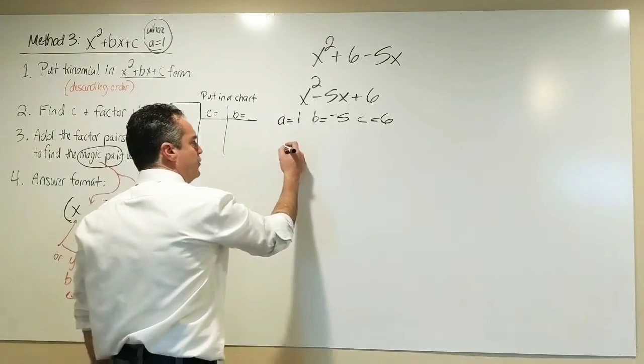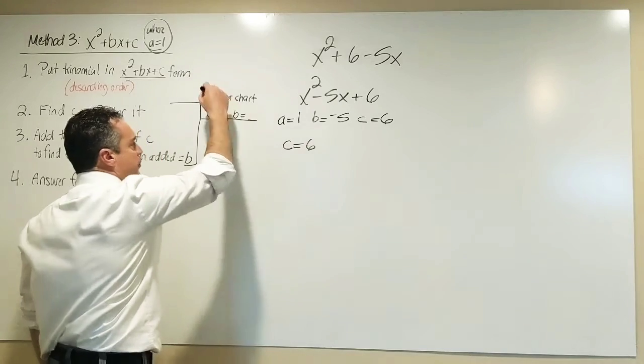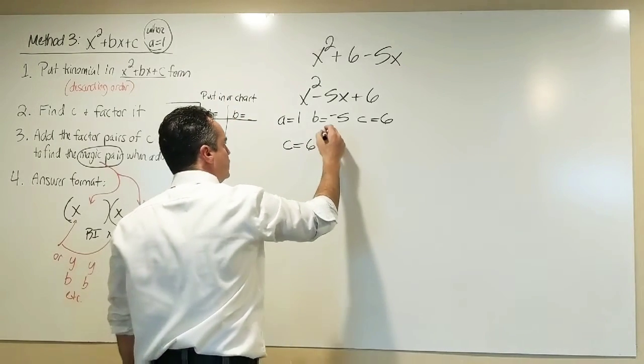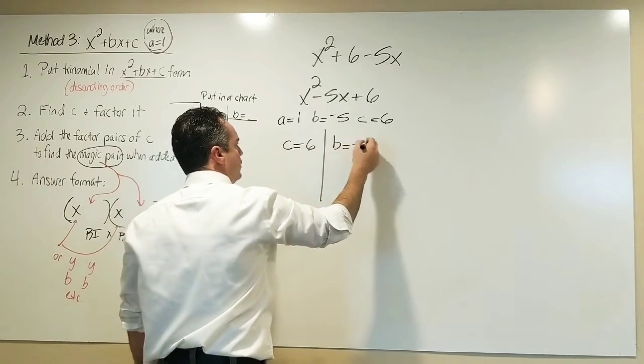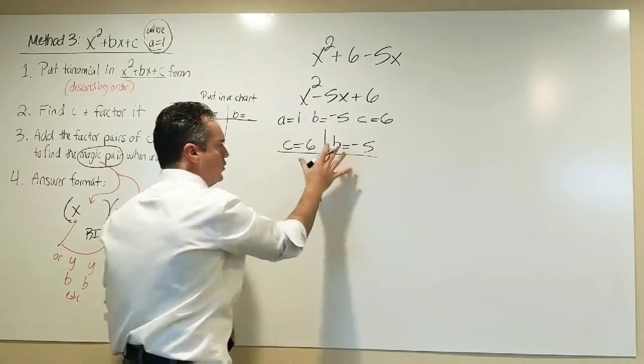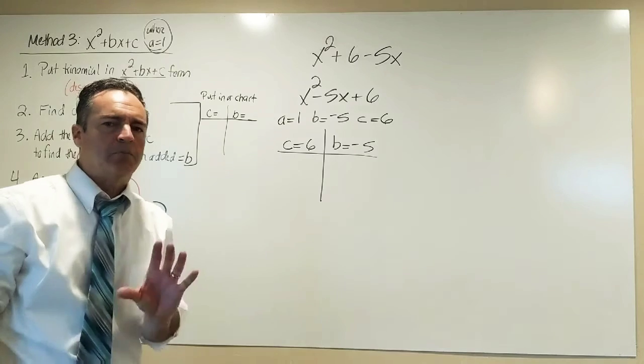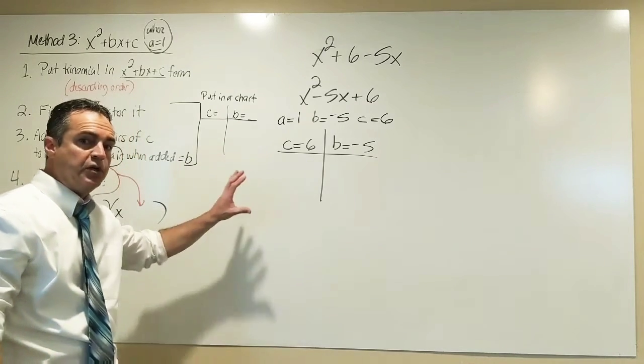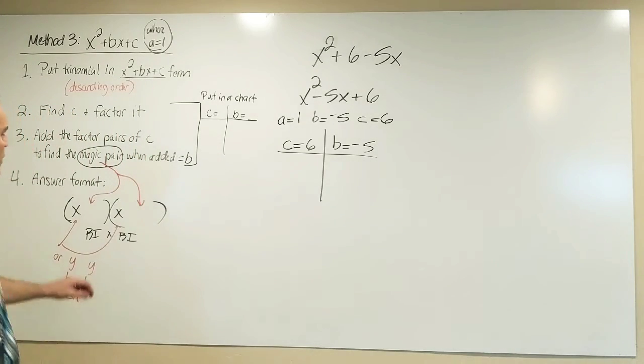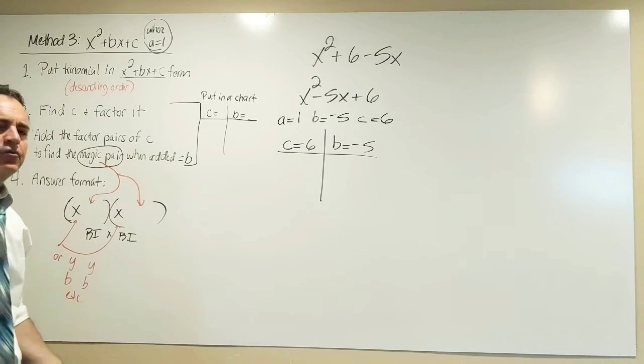So we have found C. We know C equals 6. And it says put it in a chart like this. We're going to have C equals 6 and B equals negative 5. And we're going to make a little chart just like this every time. Every single time. Now, I don't want you to worry about what your book's doing. I want you to worry about what we do in here. It says find C and factor it.